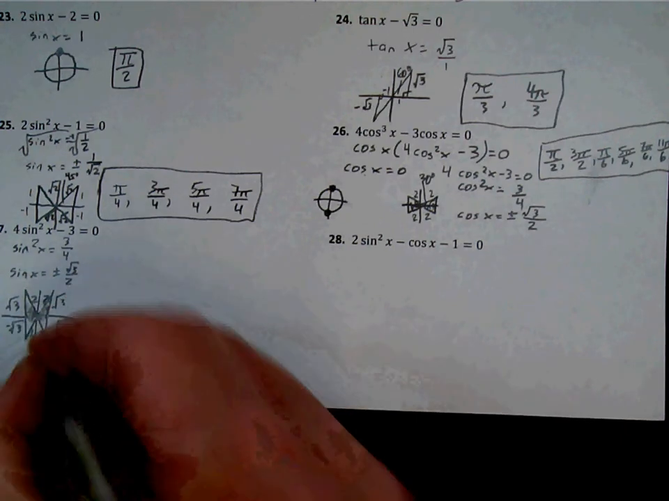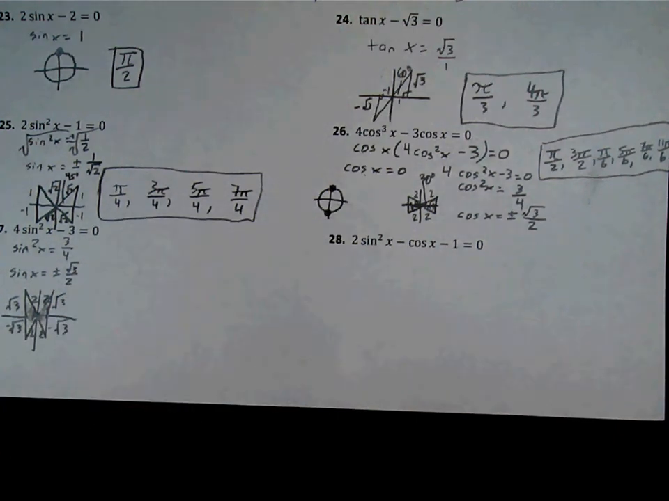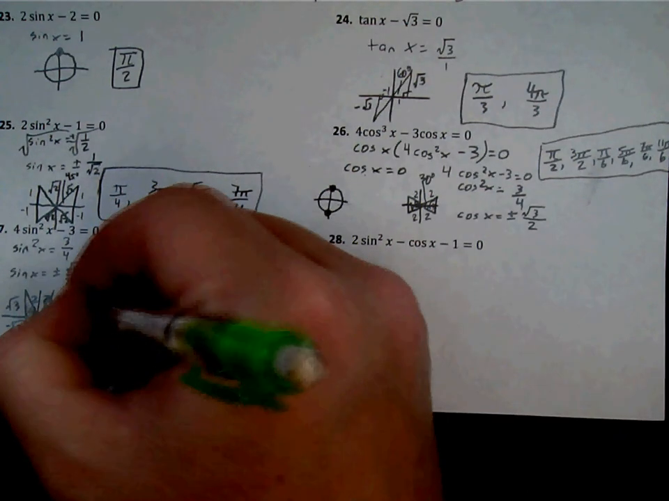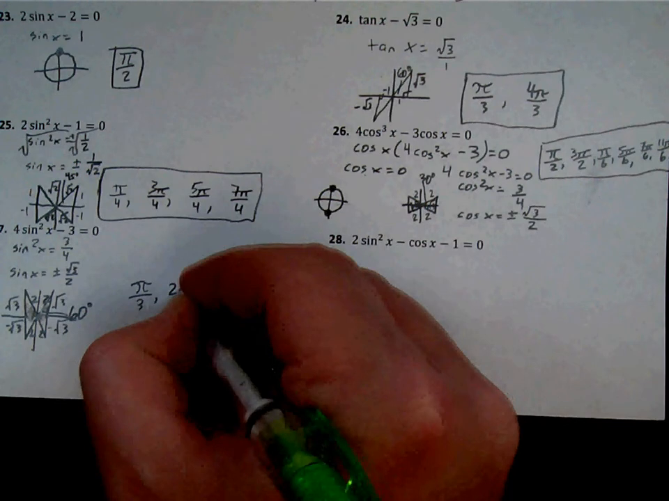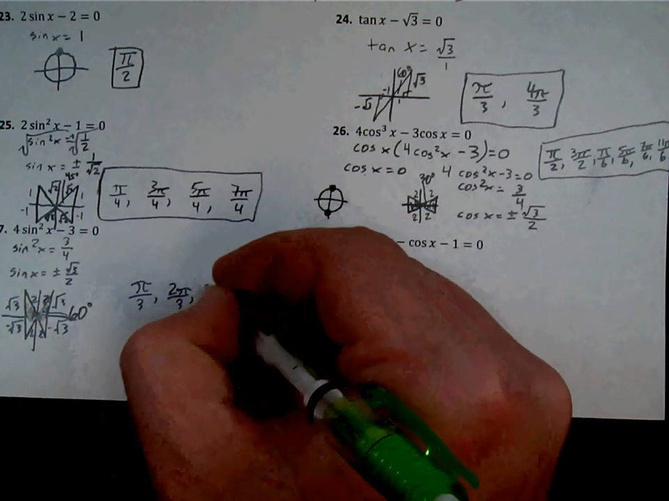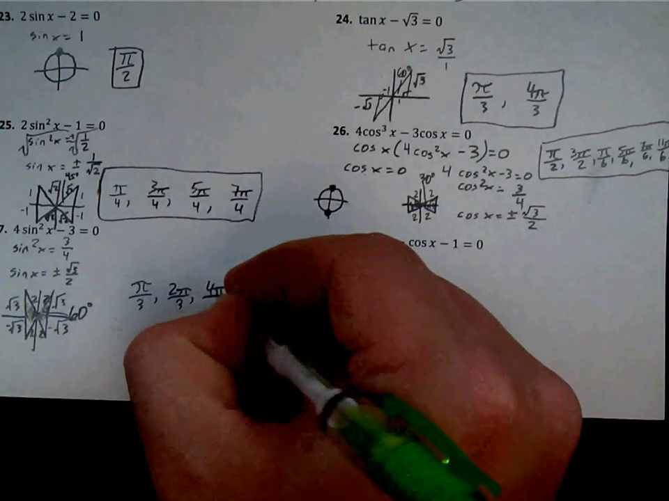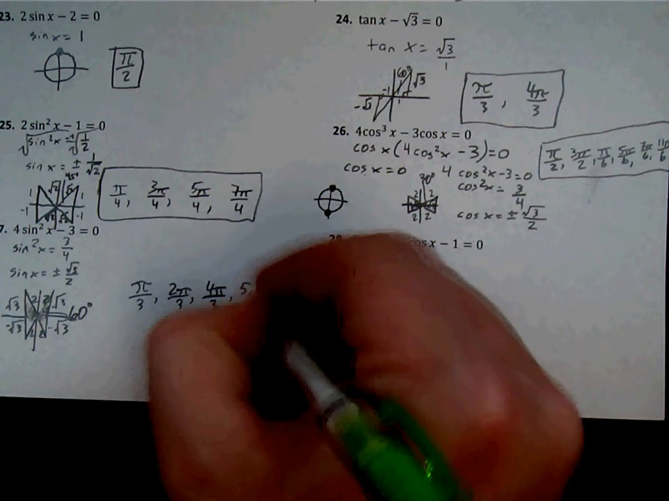Hypotenuses are 2's. Looks like we've got a 60-degree reference angle, which is pi over 3. So we've got pi over 3 in the first quadrant, 2 pi over 3 in the second quadrant, 4 pi over 3 in the third quadrant, and 5 pi over 3 in the fourth quadrant.